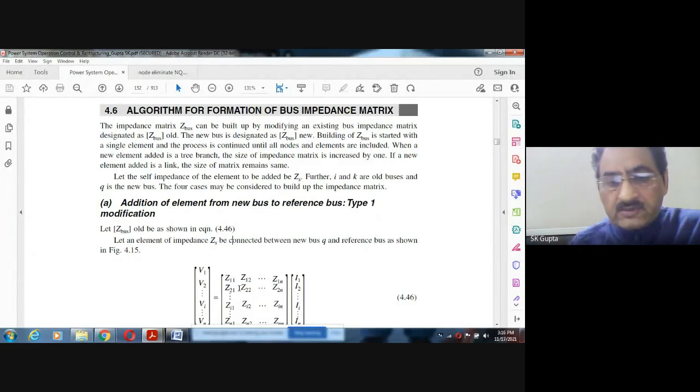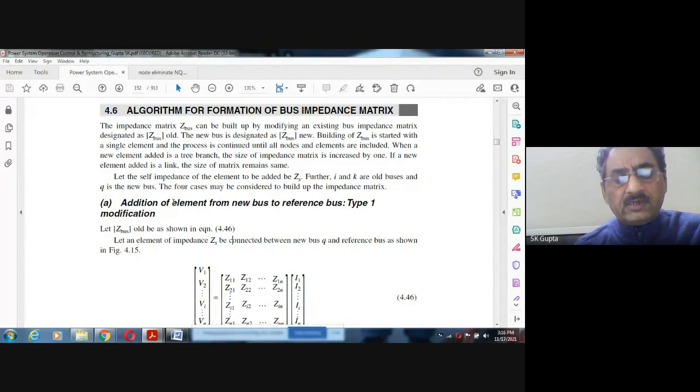So let us have some Z bus old available. Old means in the intermediate state we are taking some Z bus old that is already there, and a new transmission line is coming, and that transmission line is called an element. Addition of element from new bus to the reference bus.